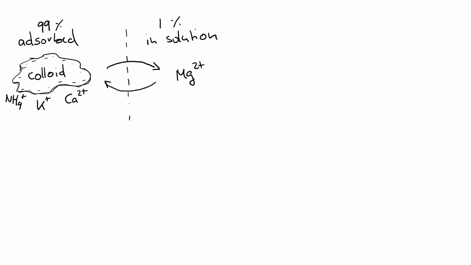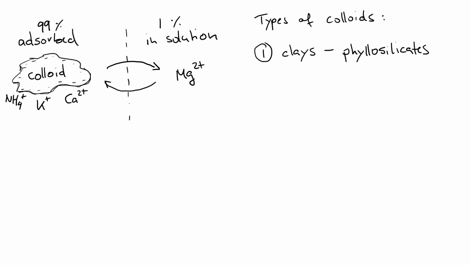And there are many, many more cations that are adsorbed to colloids at any given time than there are present in solution. And this exchange is also totally reversible. So what are the different types of colloids that provide this kind of feature? Well, the first one are the phyllosilicates, the clays that we've talked about in this video and a couple of previous videos.